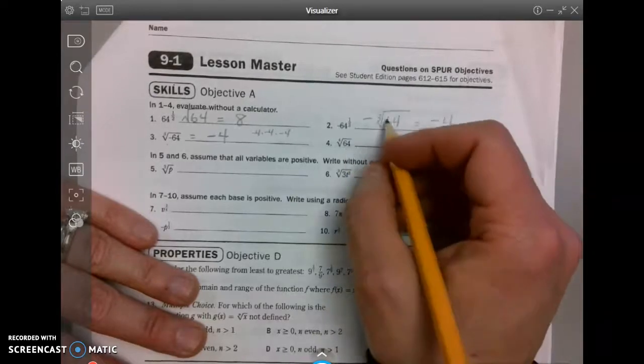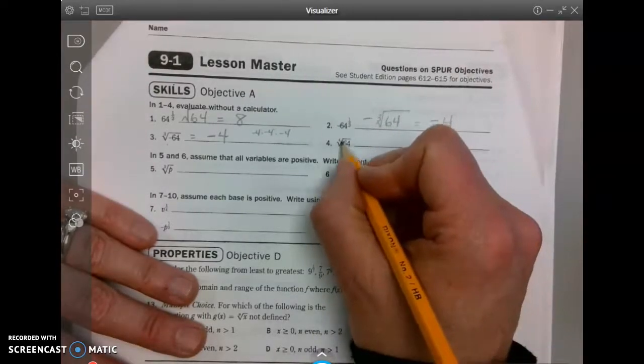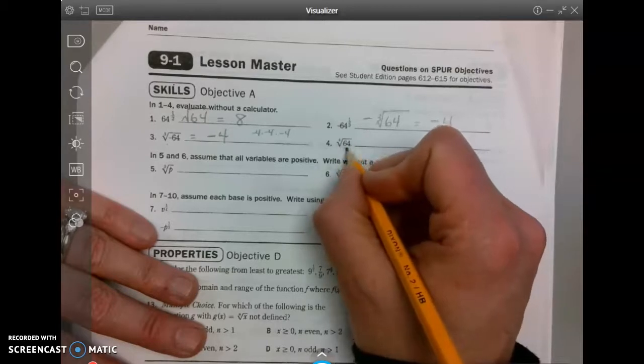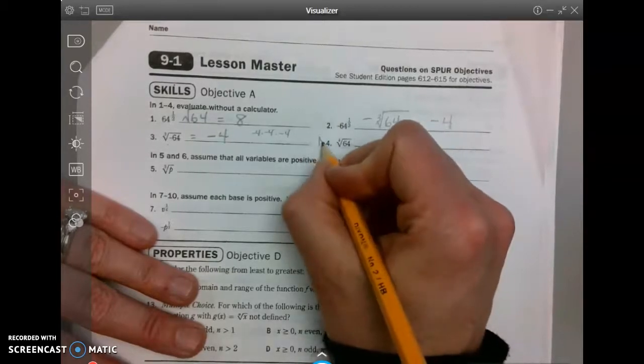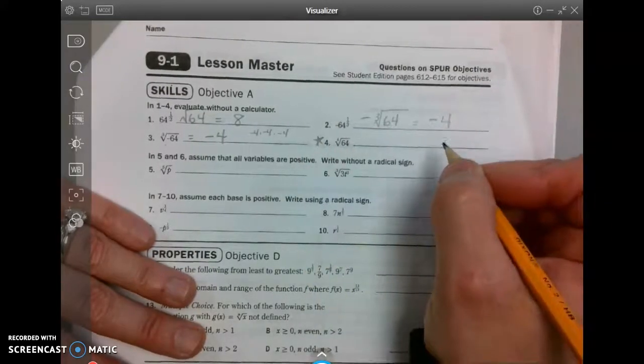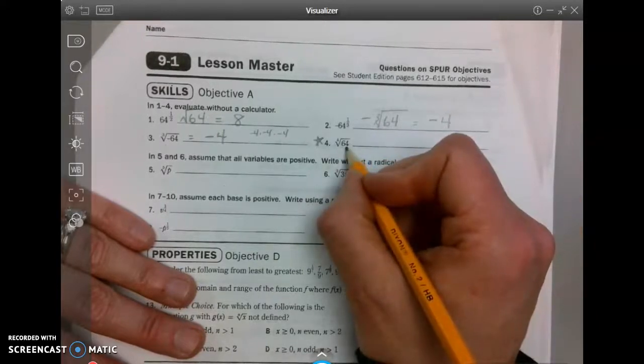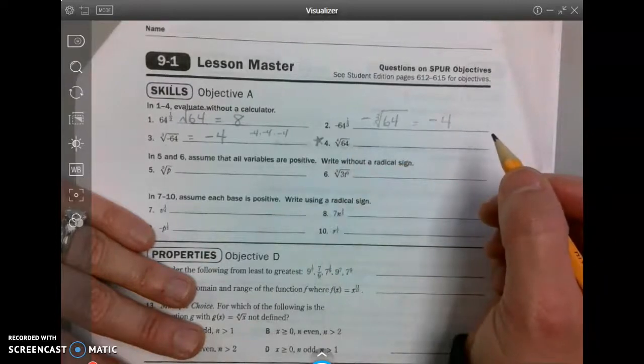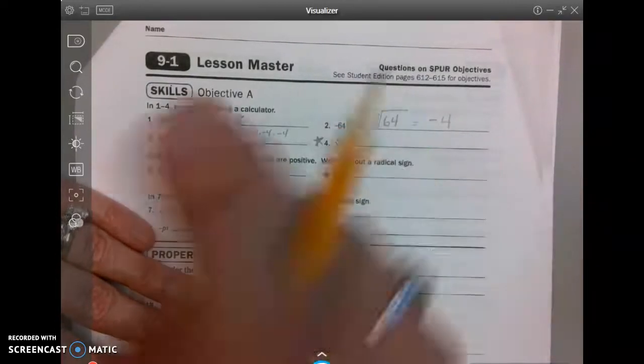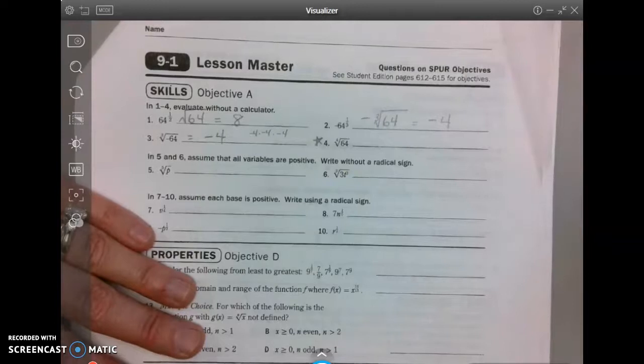I've got to think how I could rewrite this. There isn't an exact answer here. This one's extra challenging, if you will. I've got to somehow simplify this. I know the square root of 64, and I know the cube root of 64, but there isn't actually just a straight up fourth root of 64.